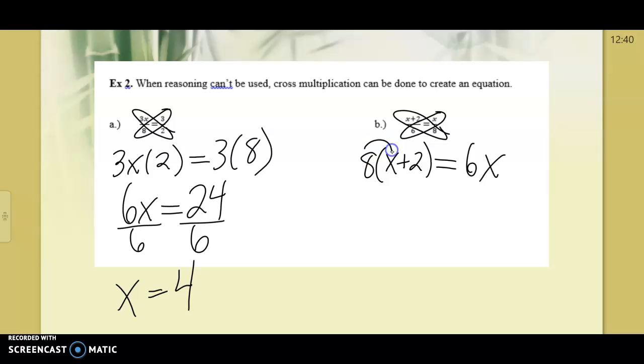Oh, look at how fancy you guys sound. Distributive property. 8x plus, careful, 8 times 2, 16 equals 6x. And we're going pretty well. How do we undo this? How do we get x by itself?